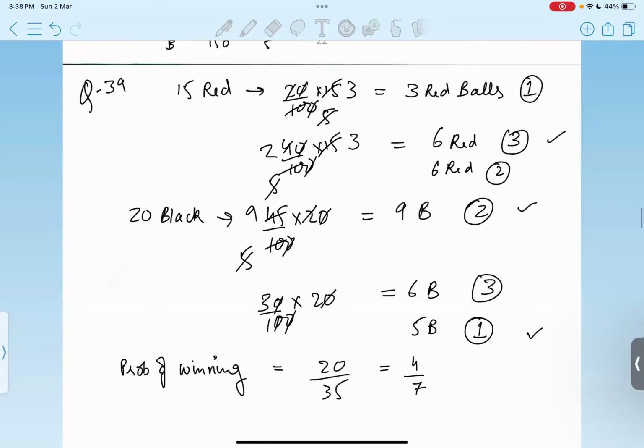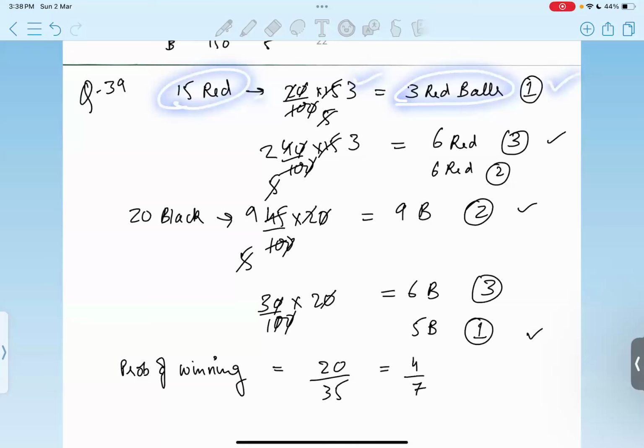So 15 total red balls, 20% of 15 would be 3 red balls, given they are numbered 1. 40% of 15 red balls are numbered 3, so 40% of 15 is 6, and from 15, 6 plus 3 would be 9, so 15 minus 9 would be 6. 6 red balls are left, they would be number 2 because the information for 1 and 3 is already given. Similarly for black balls you will calculate.